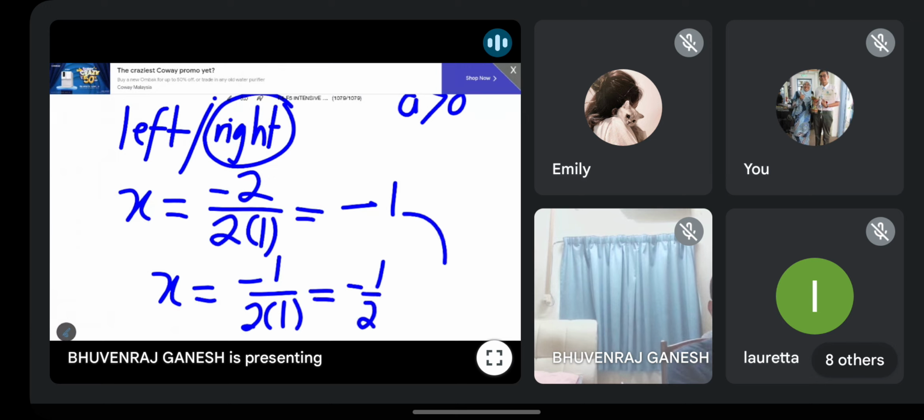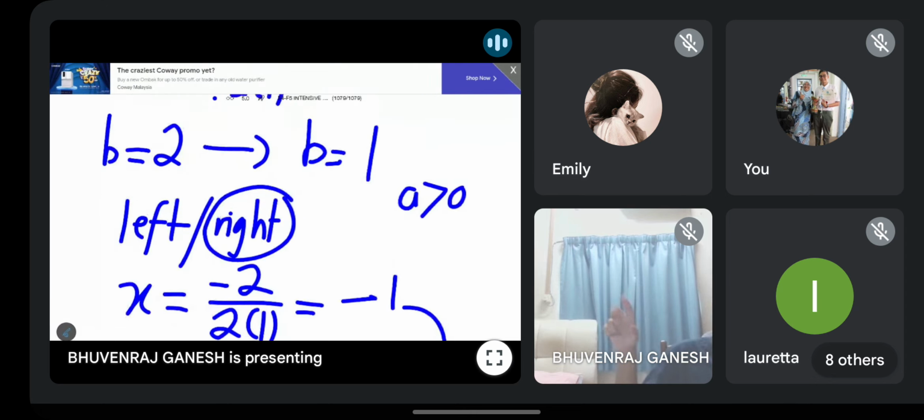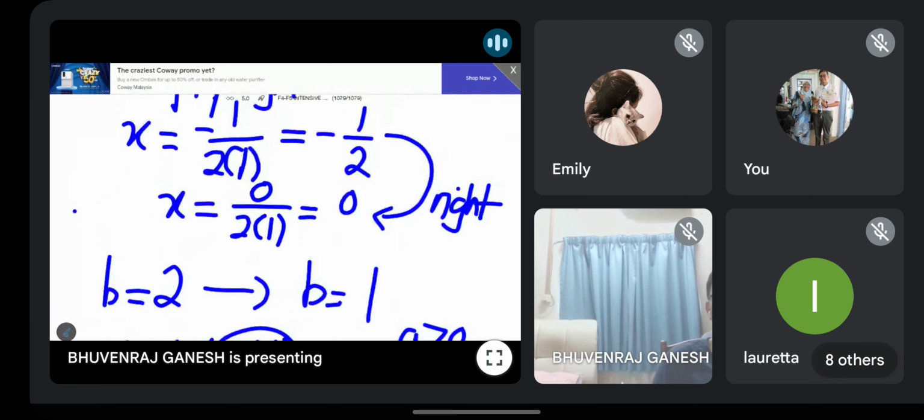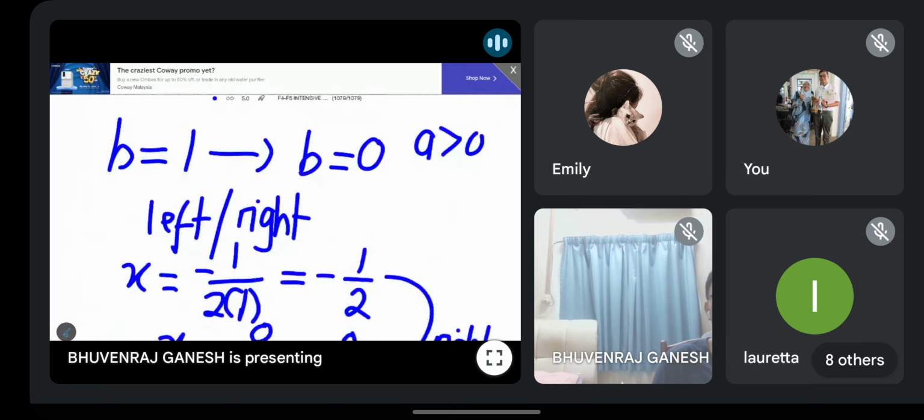So negative 1 going to negative half is to the right. Can you all see it? Because the value increases, nilai dia bertambah. That's why you have to shift to the right. On the x-axis, if the value increases, you must go right. If the value decreases, you go left. Even negative or positive, still the same concept. Okay, guys? Clear? So this is for a greater than 0. You all must remember, the condition is a greater than 0.